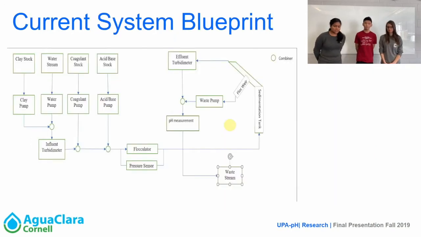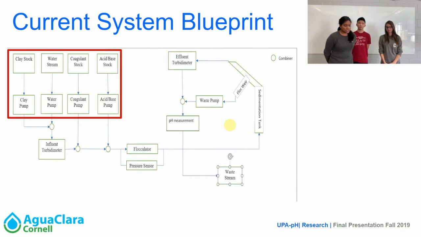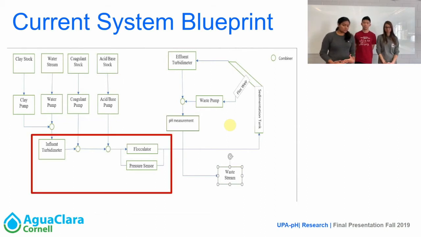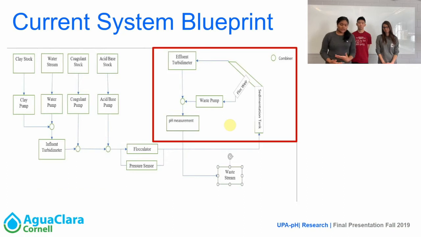So this is our current system blueprint. Walking you through this, first we have the clay stock and the water stream that is pumped into the system and mixed together into the influent turbidimeter, and this is just to take the purity of the incoming water. Then we have that mixture mixed with the coagulant dosage and the acid-base stock, and then these two mixtures are sent into the flocculator. After that, it's pushed into the sedimentation tank, then into the effluent turbidimeter, and then the pH is measured, and that's to take the purity of the filtered water.